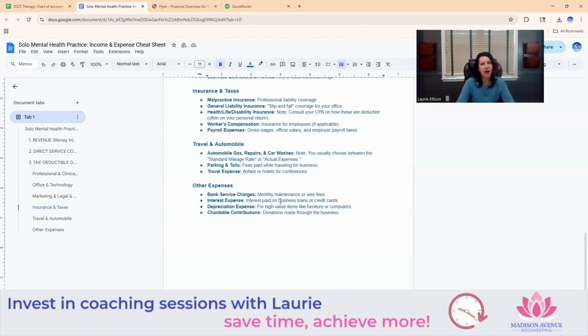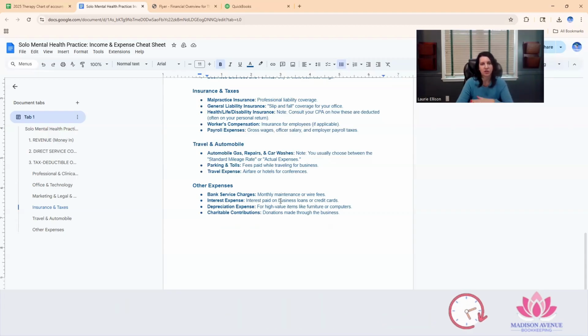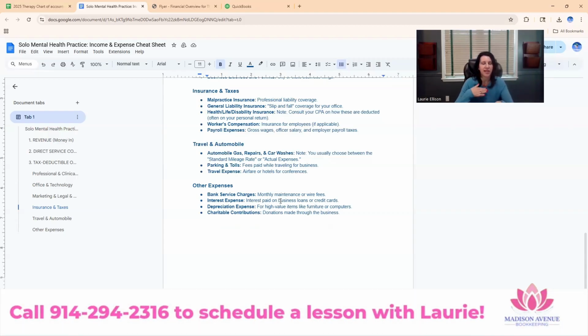Depreciation, that's if you were to have, let's say, spent $10,000 on furniture, you're not going to be able to expense that in the first year. You possibly could with your CPA, they could take an accelerated deduction, but you would have to work that out. And then we have charitable contributions.